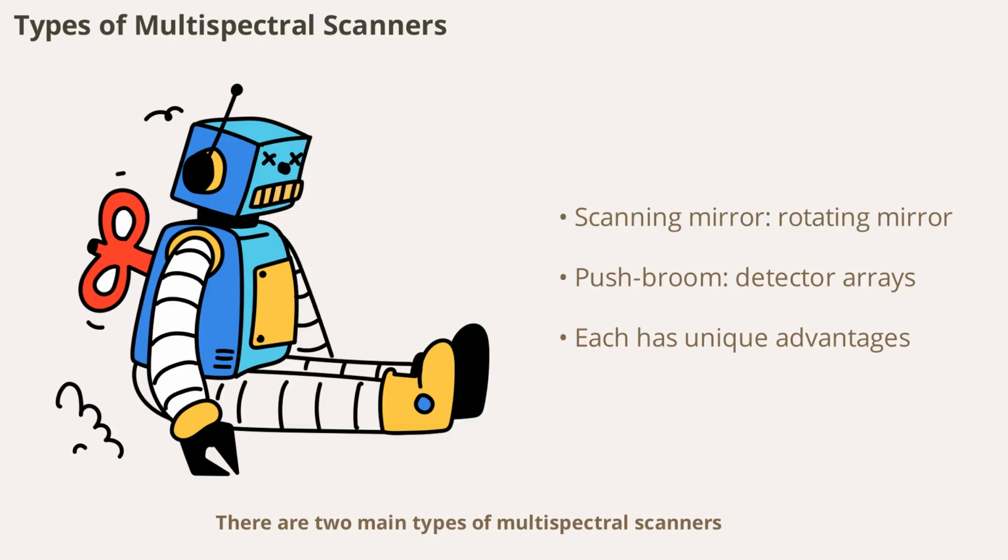There are two main types of multispectral scanners: scanning mirror systems and push-broom scanners. Scanning mirror systems use a rotating mirror to sweep across the ground, recording one pixel at a time. Push-broom scanners use arrays of detectors to record entire lines at once. Each type has its advantages. Push-broom scanners have no moving parts, while scanning mirrors can be more flexible in some designs.